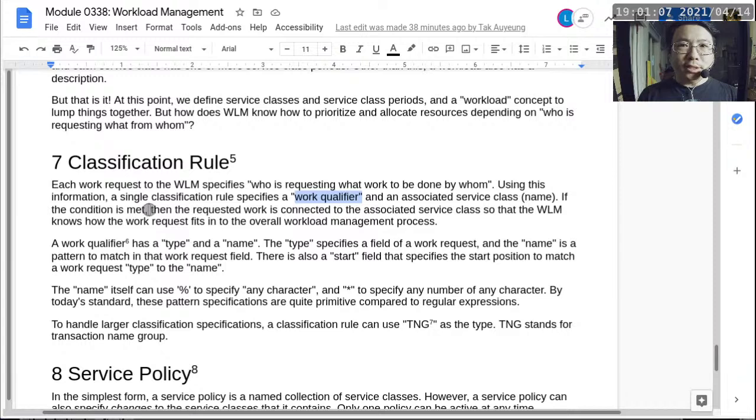If the condition is met, then the requested work will be associated with a service class by name. So every single service class has its own name, which is an identifier. It just helps us to distinguish one service class from another service class. That way the WLM knows how the work request fits into the overall workload management process. Alright, so we will make sure that this paragraph is understood before we move on to the details of the work qualifier.